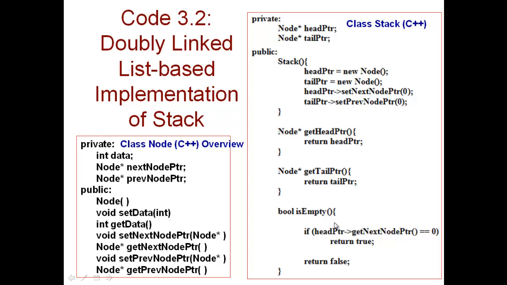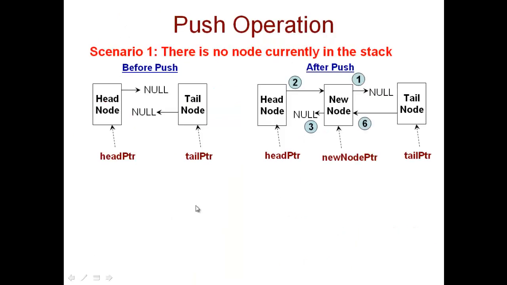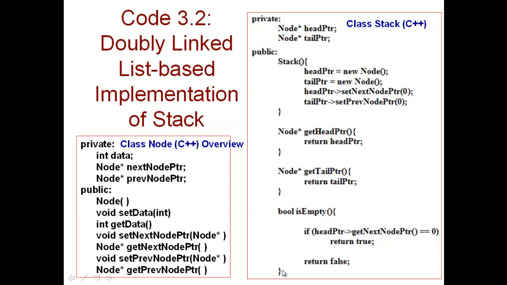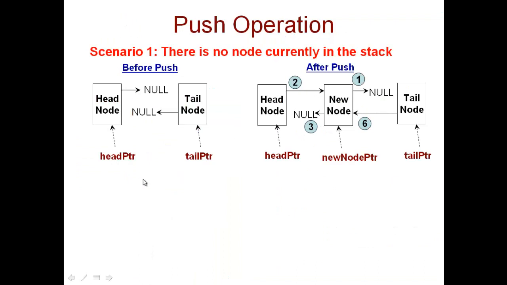Now to check if the stack is empty, you have an option here. You can check if the next node pointer for the head node is null. That's what we did for a single linked list. If it is null, we can say the stack is empty. That's what I have done here. If the next node pointer for the head node is null, then you can return true, the stack is empty.